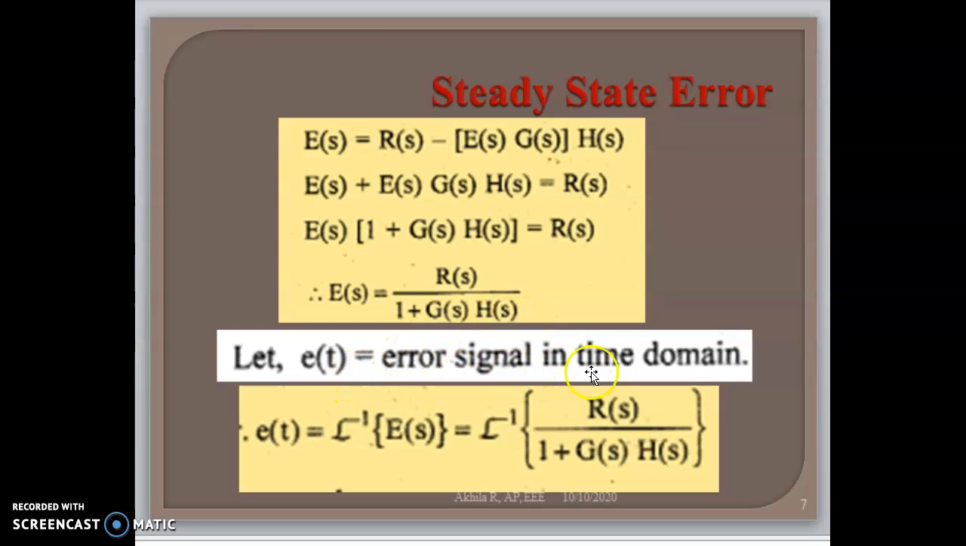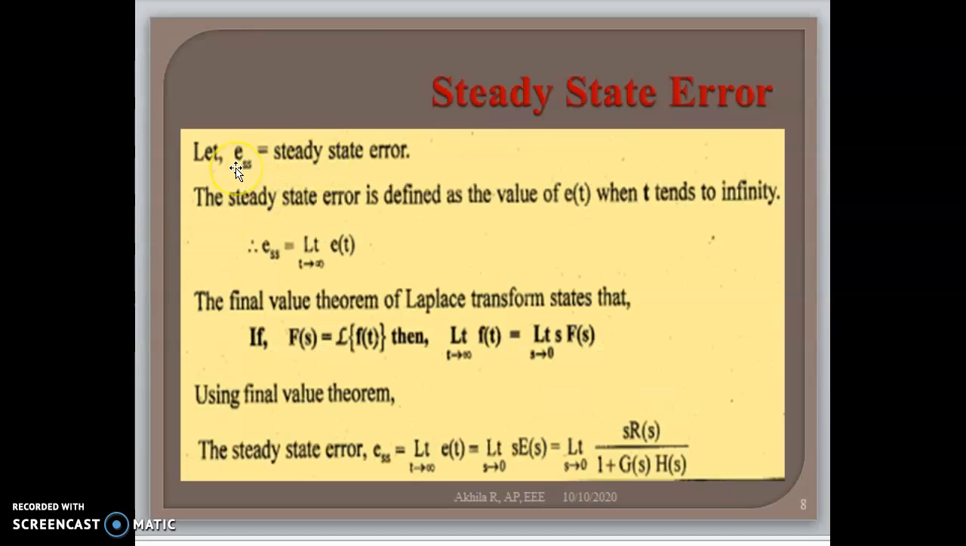As I said, I need my error signal in the time domain. So taking the inverse Laplace transform, I'll get my e(t). If I represent ess as the steady state error, then steady state error is defined as the value of e(t) when t tends to infinity. So it can be expressed mathematically as ess is equal to limit t tends to infinity e(t).